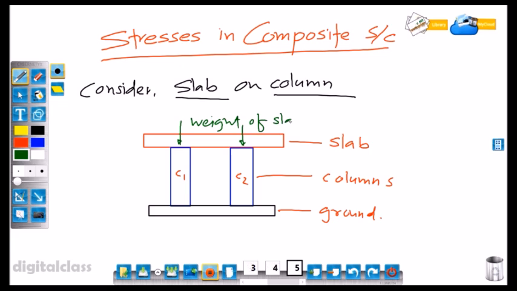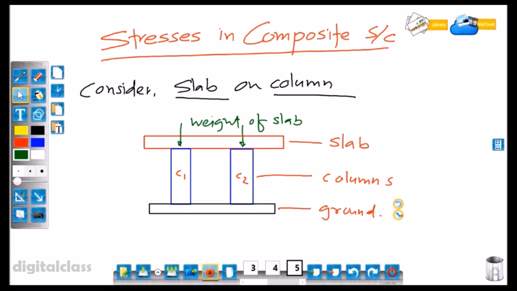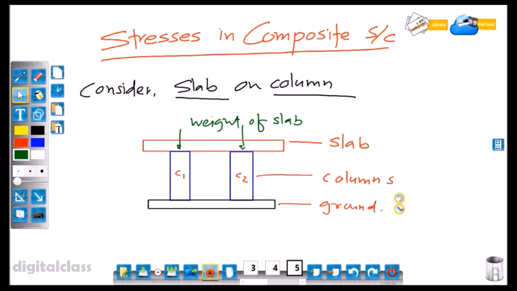Composite section means these sections are arranged in parallel, whereas in bar of varying cross sections, the cross sections are arranged in series. Here, weight of the slab is acting on the column. What will happen? There will be a deflection of column.